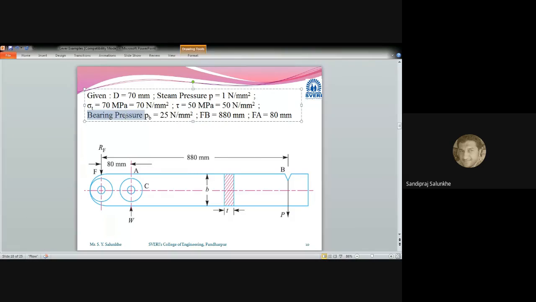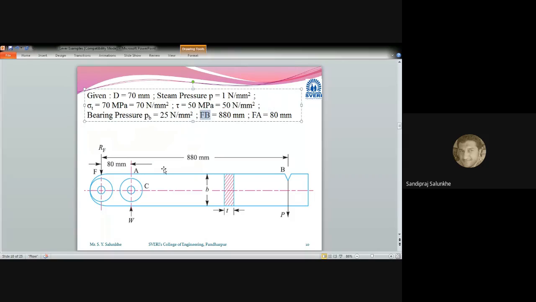And bearing pressure, this pressure is different from the steam pressure. This bearing pressure is nothing but the pressure which is acting inside this pin, or this bush on the pin. Okay, that action of bearing is taking place over there. That's why we say the pressure intensity acting upon the pin surface is called bearing pressure. Okay, and that bearing pressure intensity is given as 25 Newton per millimeter square.